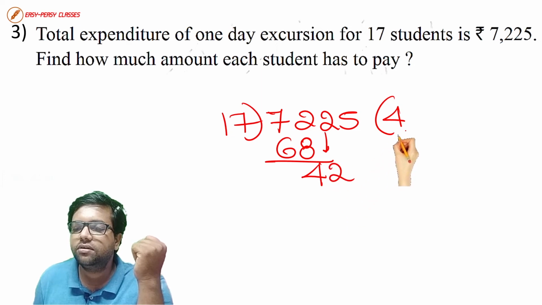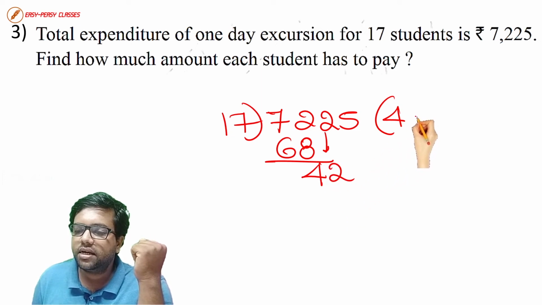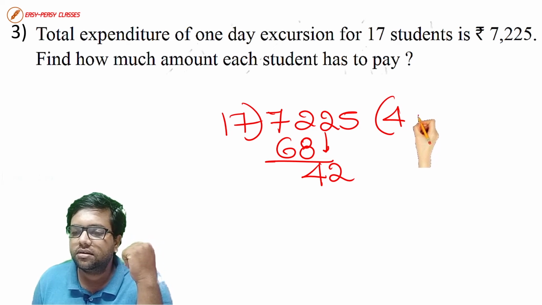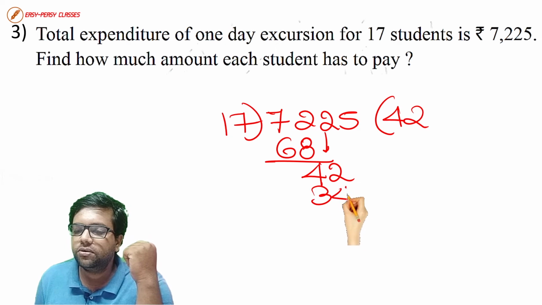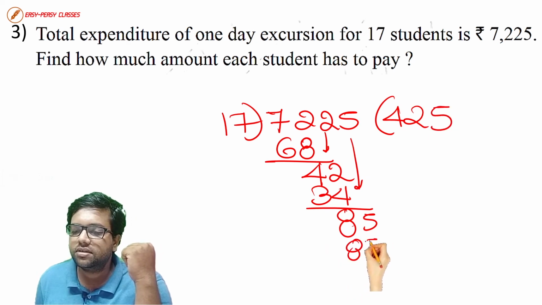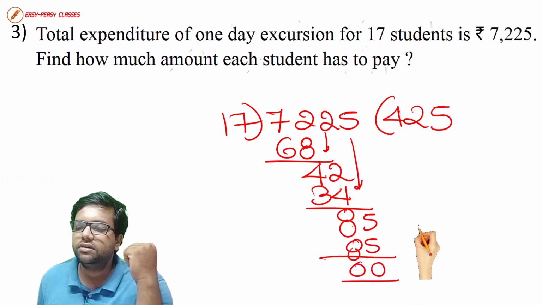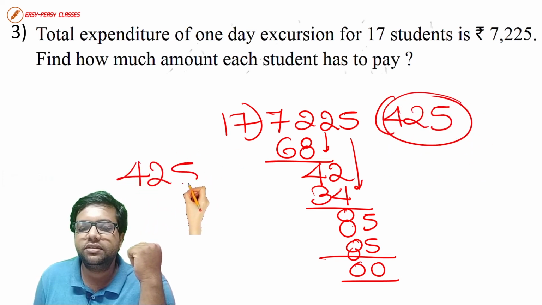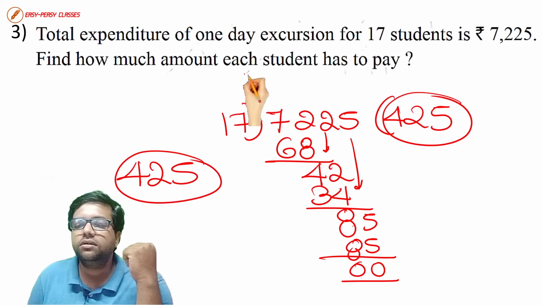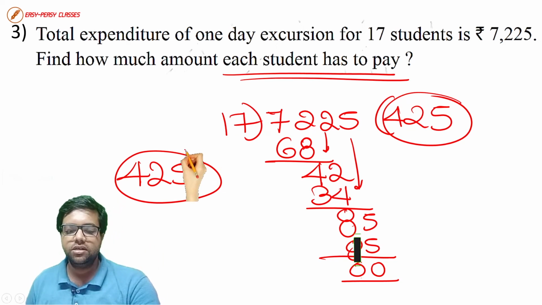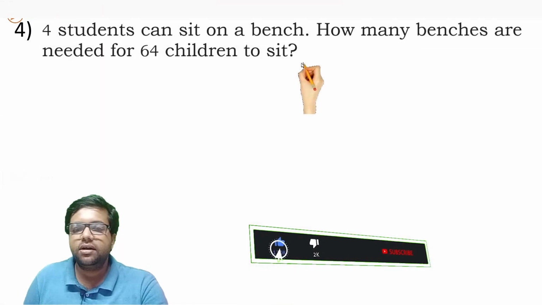2 will trickle down. Now 17 twos are 34. Now 8 is left. 5 will come down. 17 fives are 85. You are left with remainder 0. So therefore 425 is the amount that each student has to pay. Alright, let's move on to the next question.